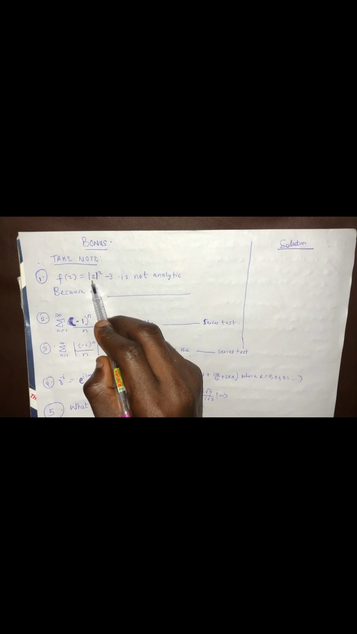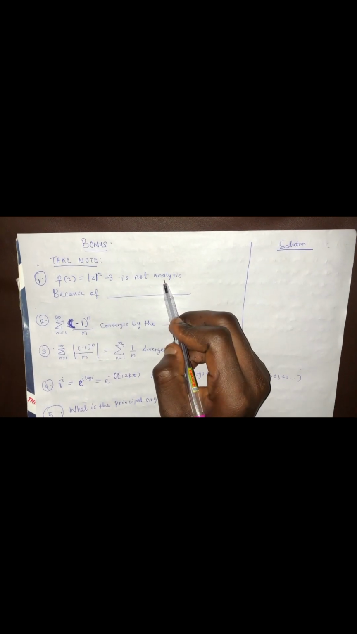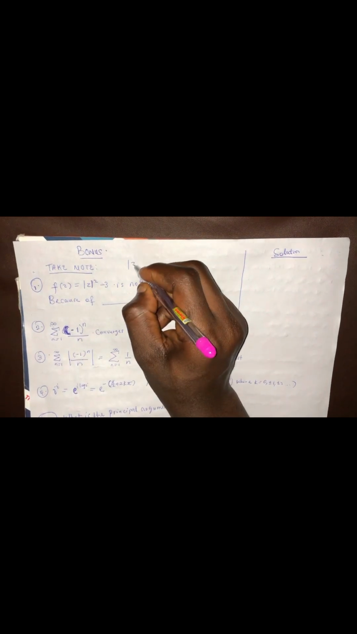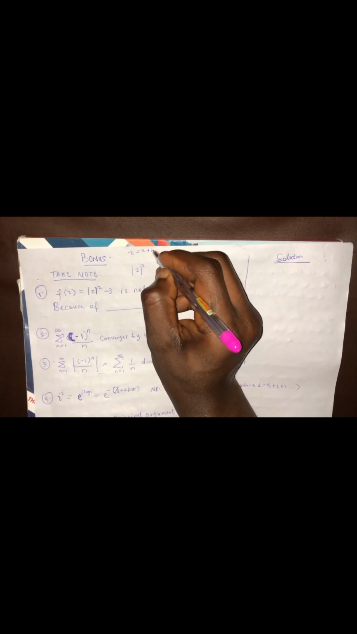Now let's see, take note of this. The function of this is not analytic. Yes, I've been mentioning this, like I've said it about 4 times in this video. So let's see what absolute value of z squared actually means. Normally z is x plus iy.